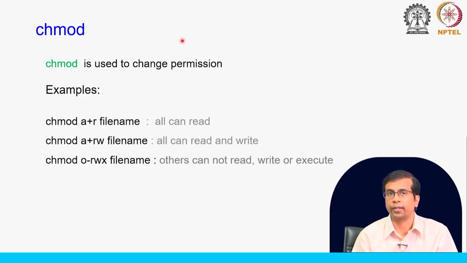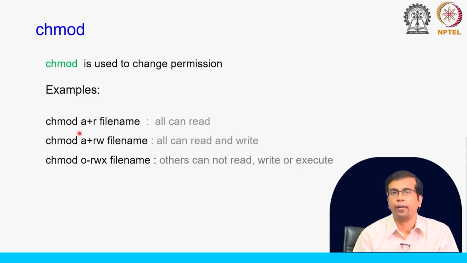We will take some examples and then run them in the terminal to better understand how this works. So, we have chmod a plus r filename. You are changing the permission for a, which means all, and plus r means everyone can read. You are changing this for a specific file name. You can also, for example, say a plus rw, so you are giving read and write permission to everyone.